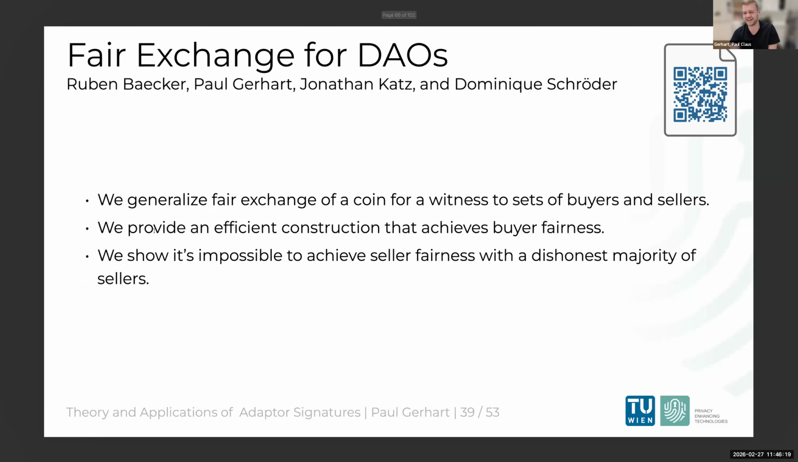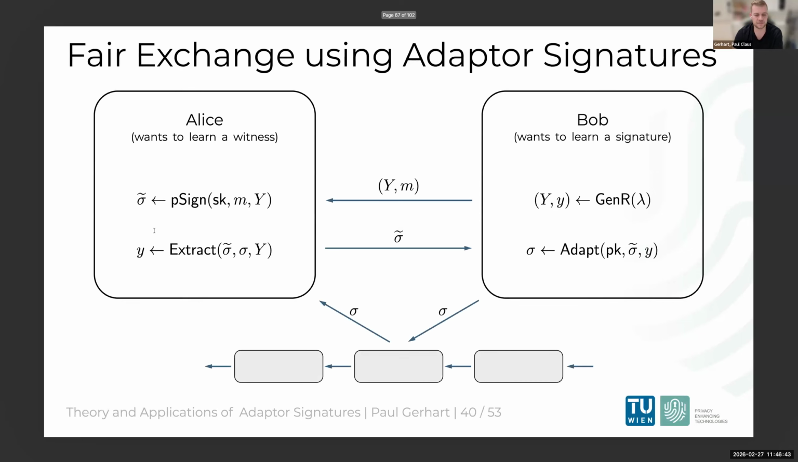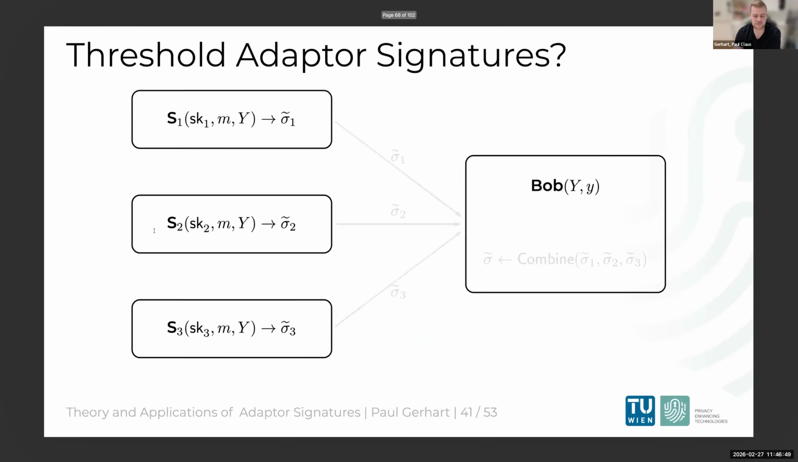Great. Okay, let's generalize the setting. So far we looked at a single buyer and a single seller. And if you have a single buyer and a single seller, we can solve the problem with adapter signatures because adapter signatures, as we just discussed, give us fairness between a buyer and a seller. And now what we thought about is, okay, what happens if we have multiple buyers or multiple sellers? I mean, that's a good thing to ask, no? Okay, we have a single buyer, a single seller, and this is a protocol.